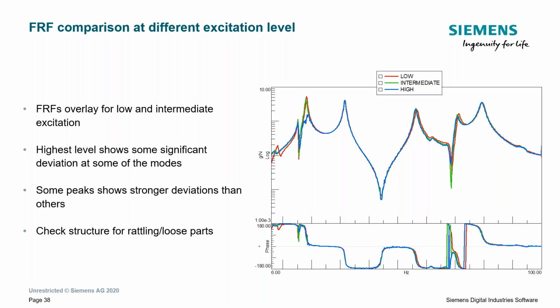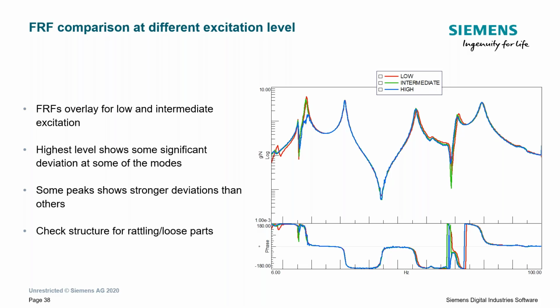Now there are cases in modal tests where there are non-linear systems that we're looking at, and a good example there would be a rubber component like a tire. Obviously with a tire, depending on how much air is in the tire or the loading condition of the tire, the structure changes, the stiffness changes. Some kind of engine mount or structural mount may also be an example.